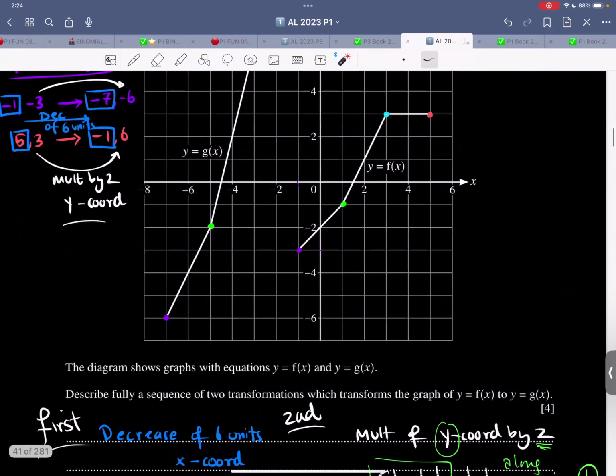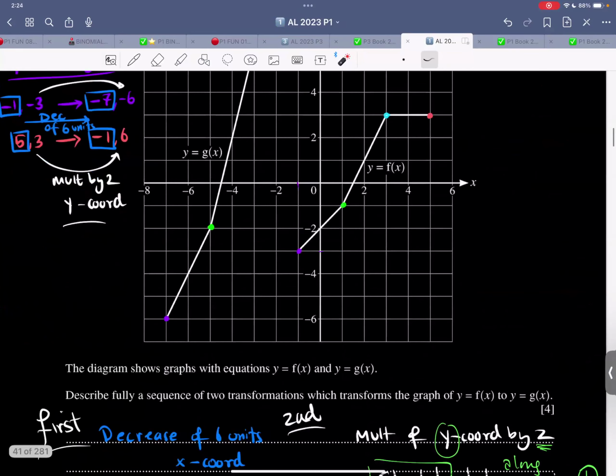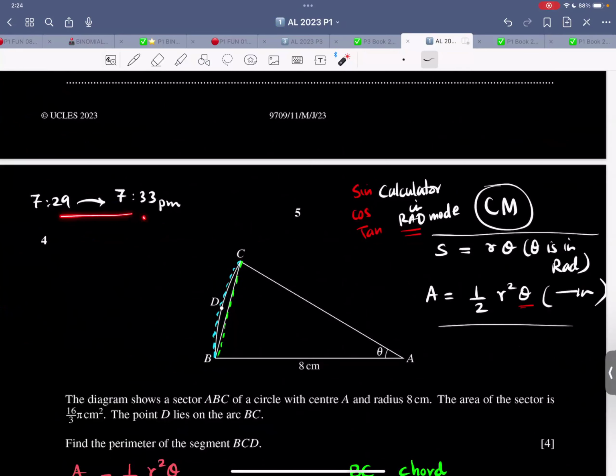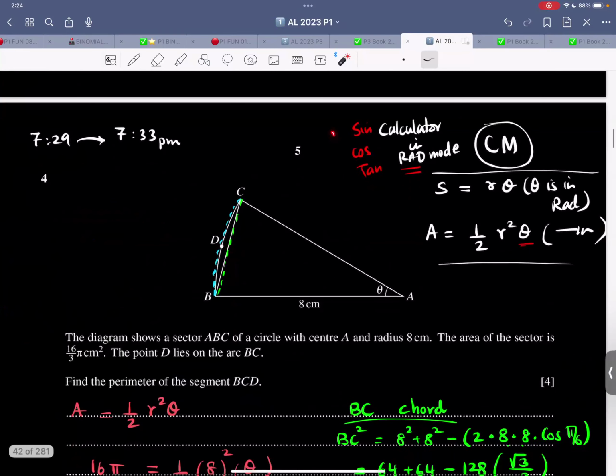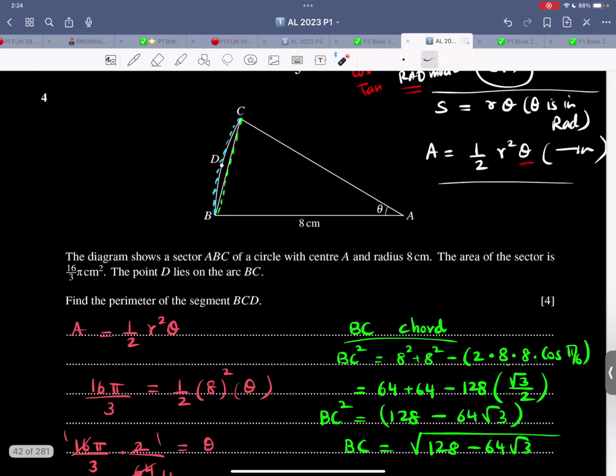This question took hardly how many minutes? 4 minutes. And this question is taking like another 4 minutes. Sine, cos, tan, calculator in radian mode. These are the formulas. Now let's read the question.